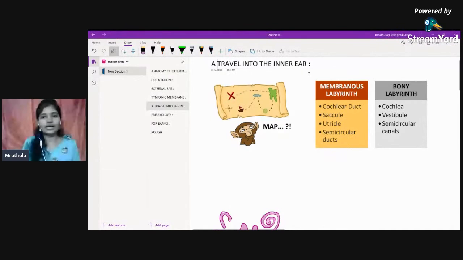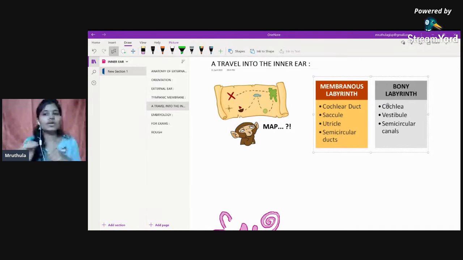Okay. First, before entering this inner ear, I want to introduce you to some important terms. Okay. So that is, I'm going to give you a map. All right. So there are two parts in the inner ear or the internal ear, the membranous labyrinth and bony labyrinth. The bony labyrinth encloses the membranous labyrinth. Okay. So the parts are almost similar.